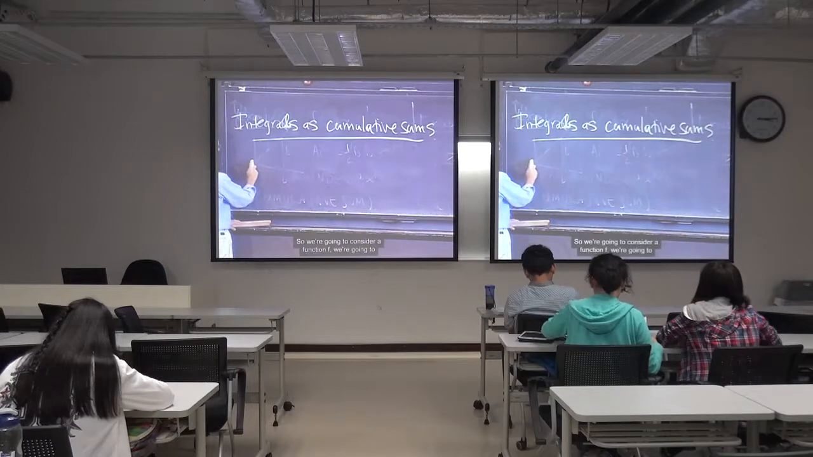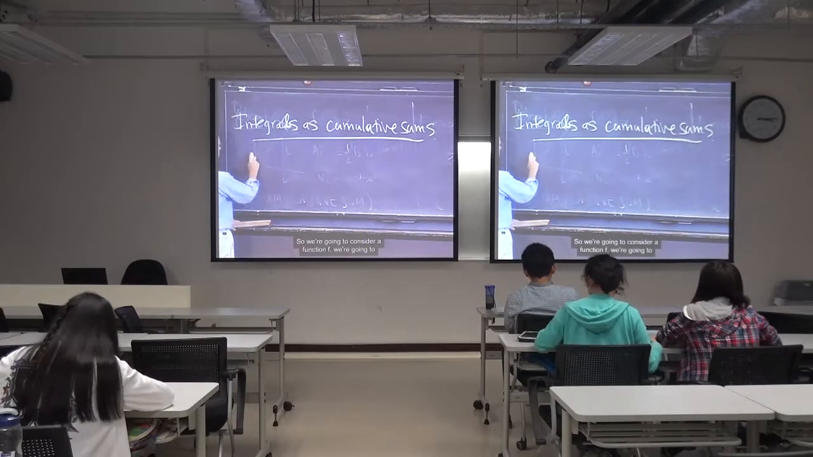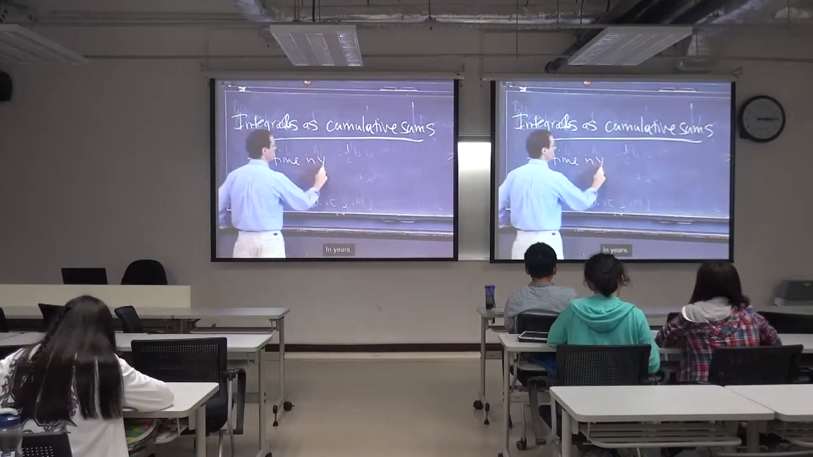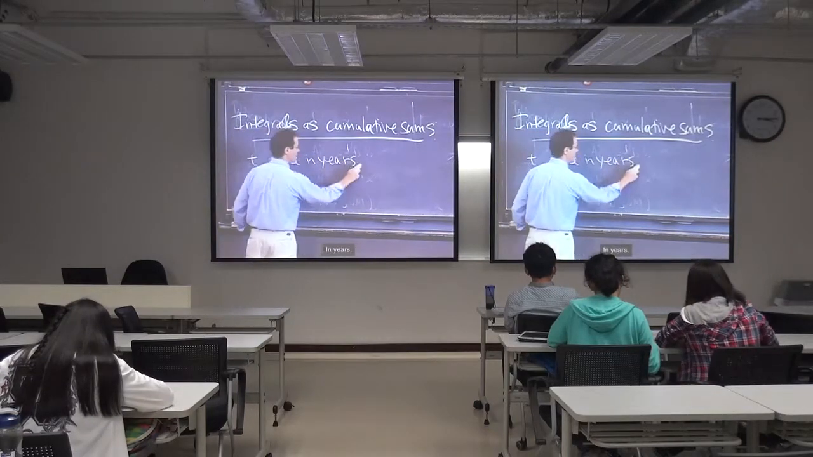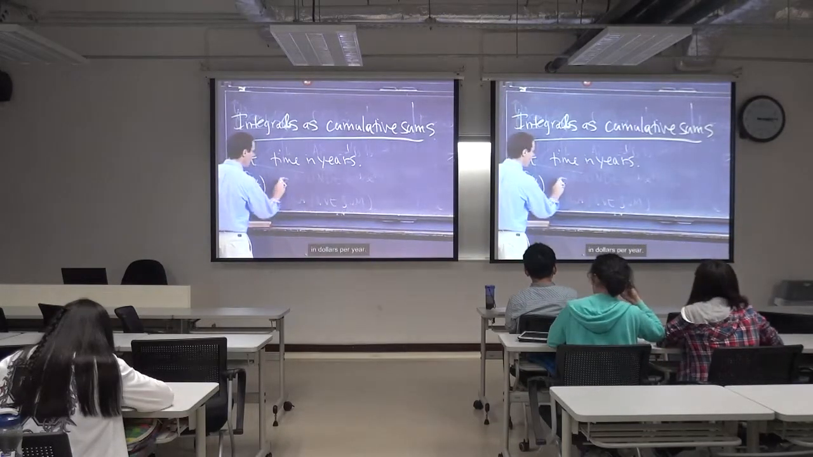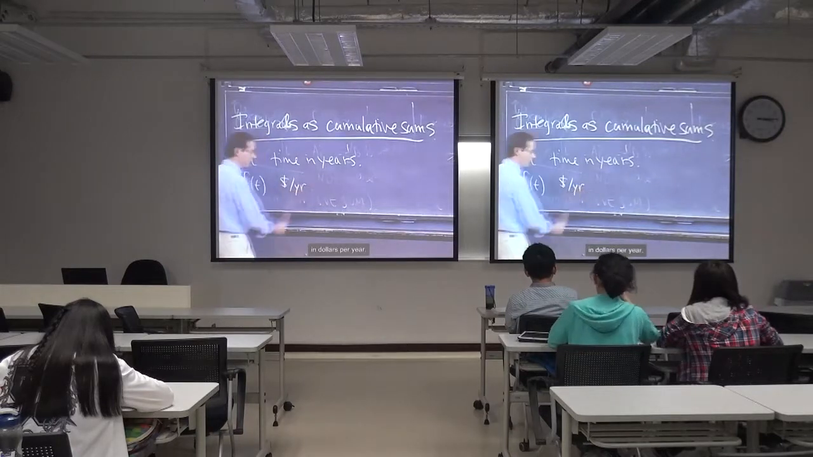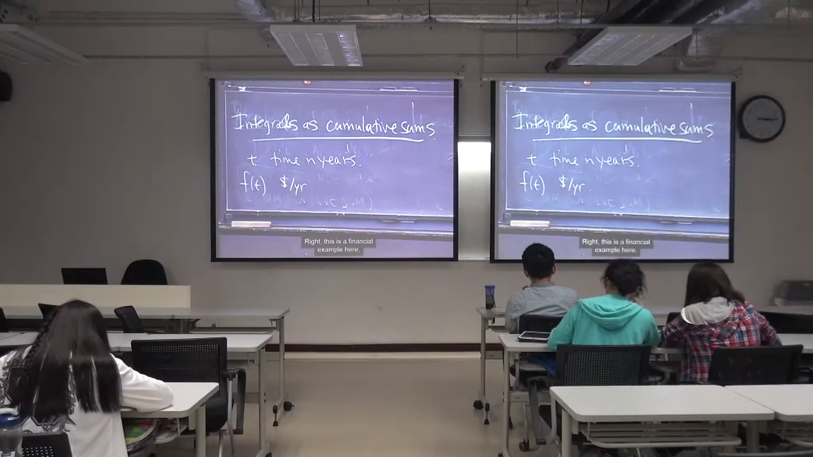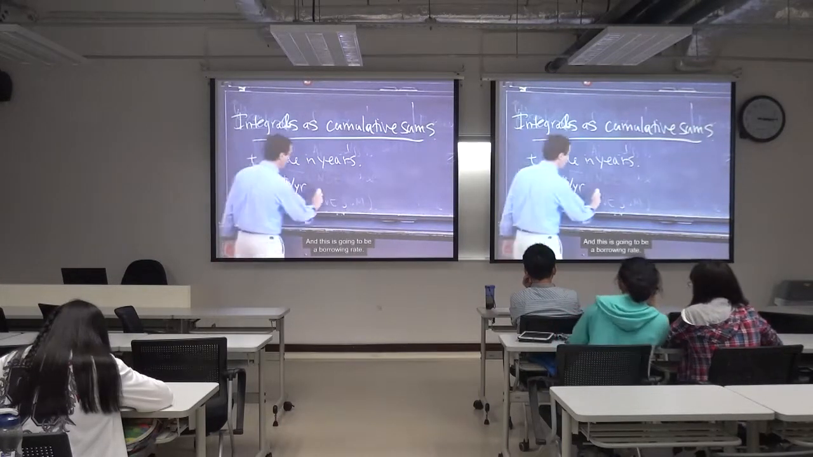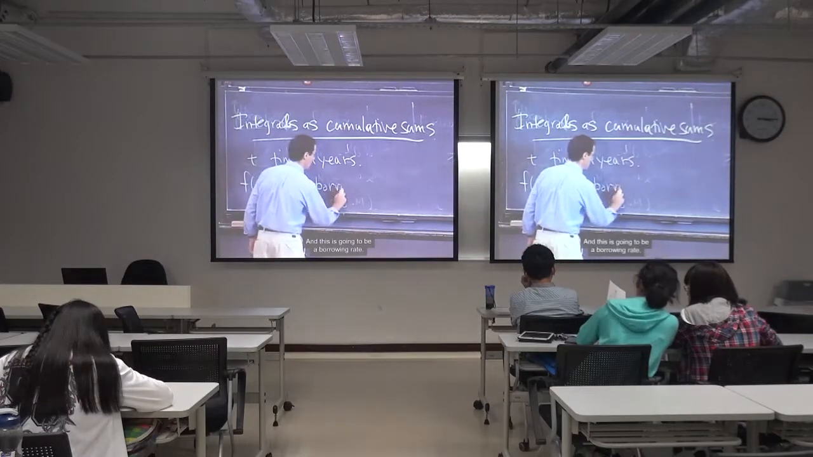So we're going to consider a function f. We're going to consider a variable t, which is time in years. And we'll consider a function f of t, which is in dollars per year. All right, this is a financial example here. That's the unit, you know, dollars per year. And this is going to be a borrowing rate.